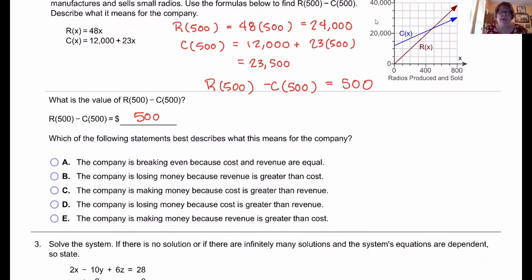D, the company is losing money because cost is greater than revenue. Cost is not greater than revenue. Cost is smaller than revenue. So D is not correct. E, the company is making money because revenue is greater than cost. Yes, the company is making money because the revenue at 500 is larger than the cost at 500. So the choice is E.